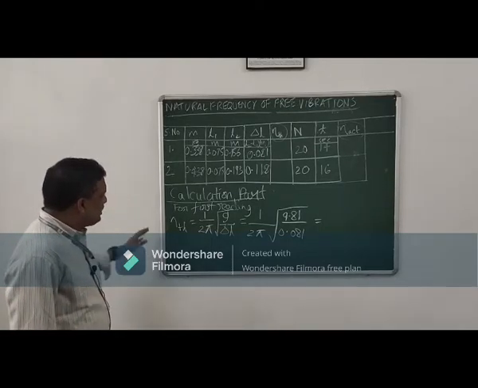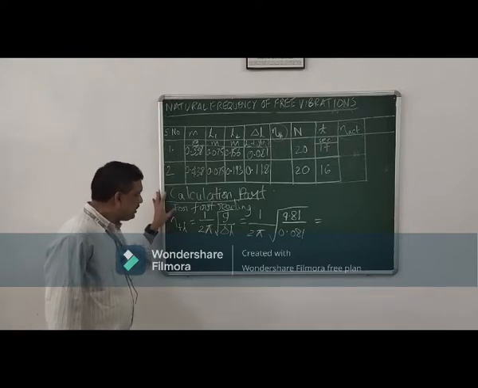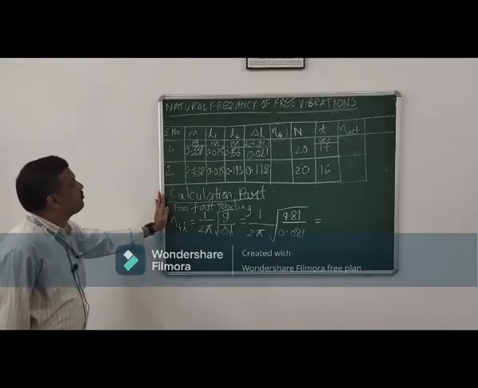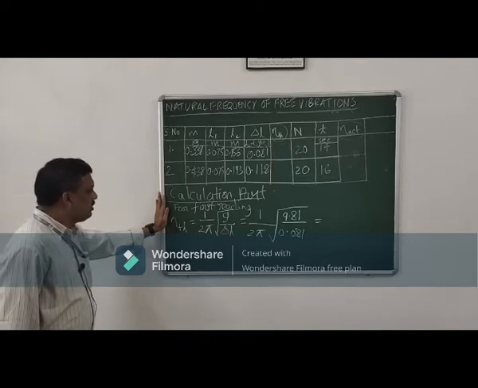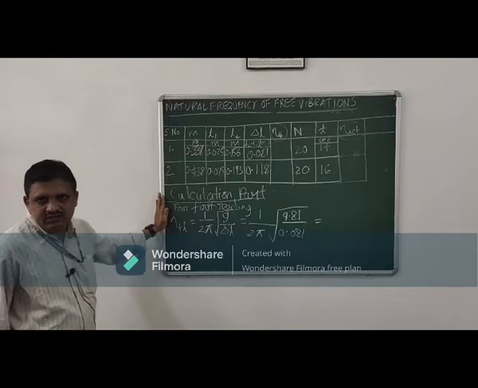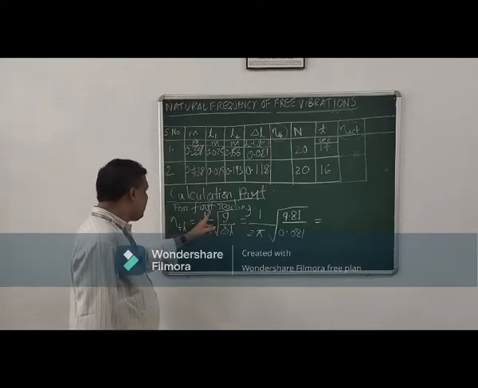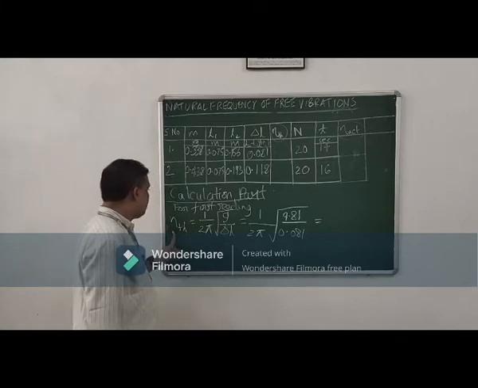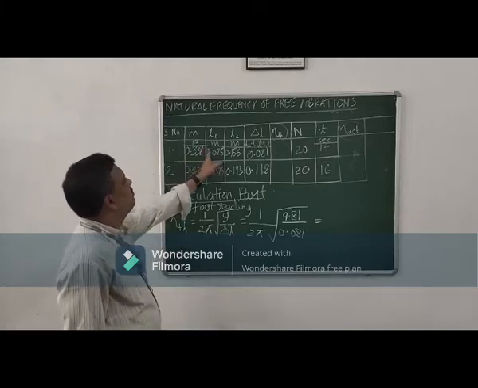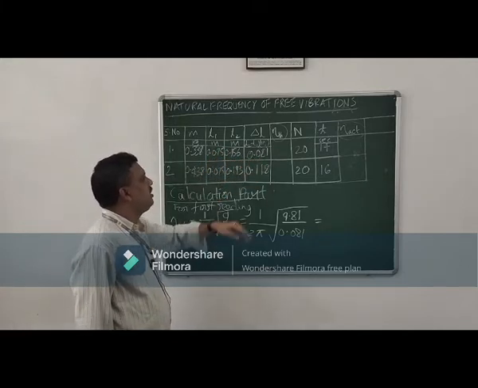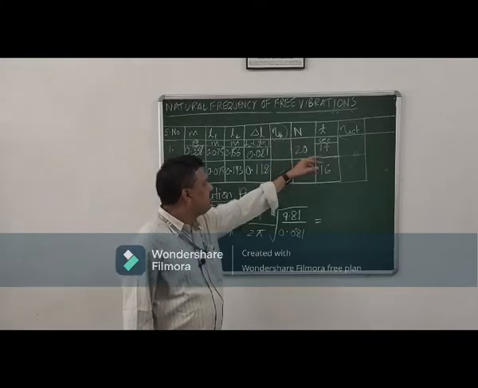Okay, so welcome to the session again. We are involved in the calculation part of the experimental calculation of the natural frequency of free vibrations of the spring mass system. For the first reading, we have noted the values of the mass, L1, L2, delta L, and the capital N and T values.